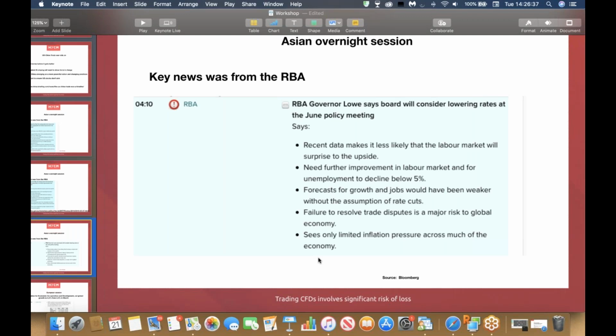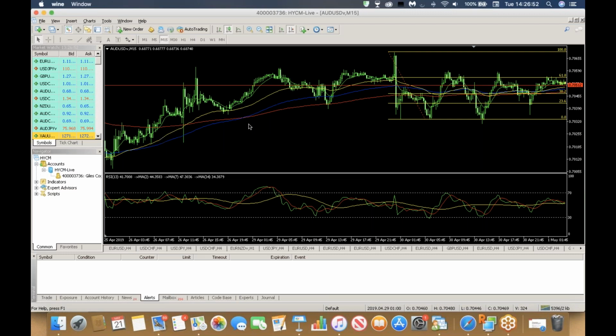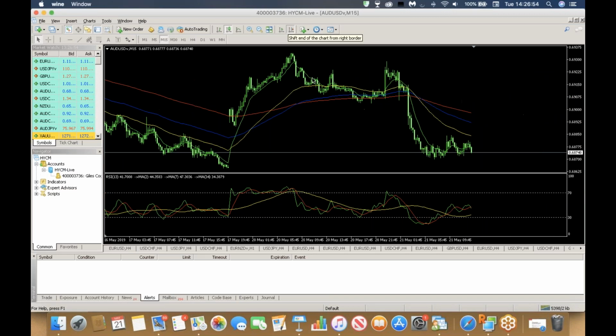So the next meeting is June the 4th. So we're looking at a rate cut. So we're just going to look at some of the charts technically here. We'll just have a little look at the Australian US dollar. So obviously you would have expected weakness in the Australian US dollar on this news, okay?